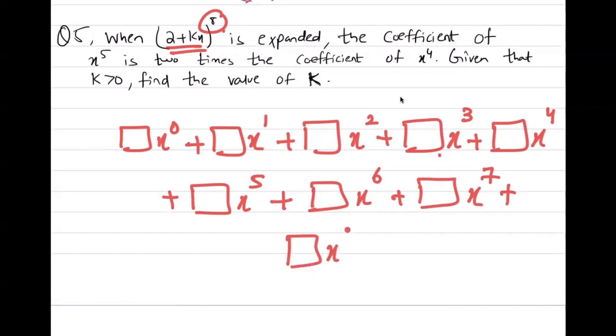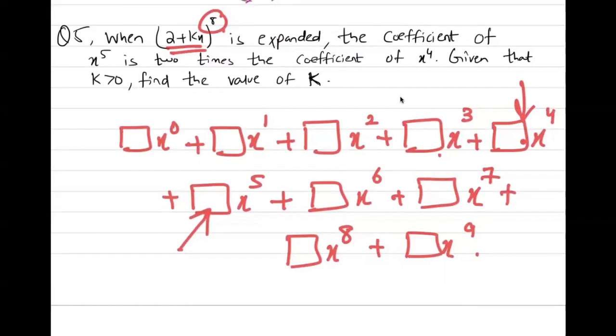Okay, you don't need to do all of this thing right now that I'm showing you on the screen. I'm just trying to explain it to you. I'm trying to give you the concept. So the question says that when this is expanded, the coefficient of x to the power of 5, which is this guy, is 2 times the coefficient of x to the power of 4, which is this.